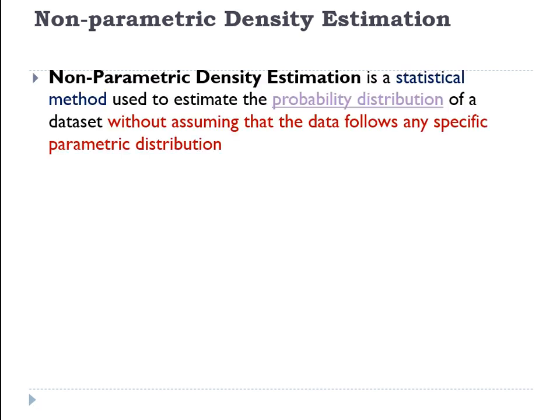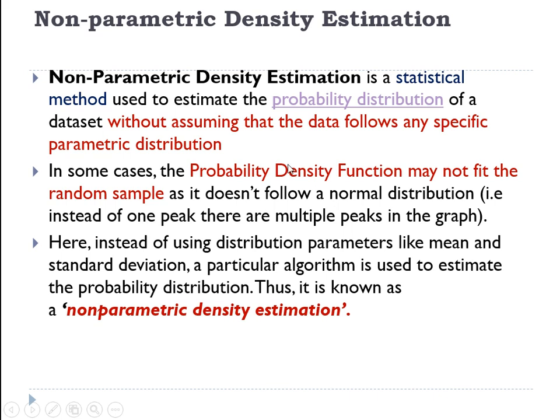Now coming to non-parametric, the difference is the last line. This is also a statistical method. This is also a way of estimating the probability distribution for a data set, as we did in the example in the beginning of the session. But the difference is that the data will not assume any specific parametric distribution. It will not follow any distribution, unlike the previous example. It will not follow any bell curve. It will not follow any uniform distribution or a binomial distribution. Such cases we call non-parametric distribution.